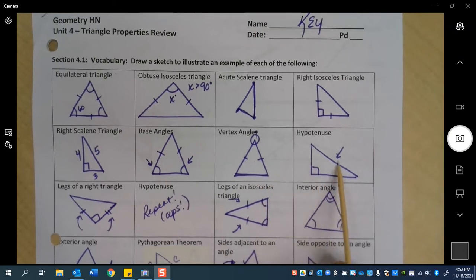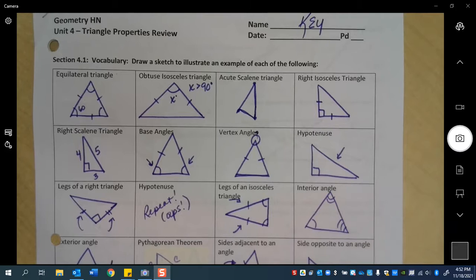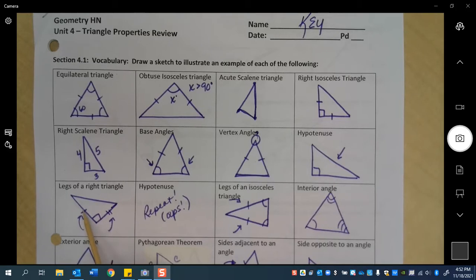Your hypotenuse is going to be your longest side of a right triangle. It's the side that's opposite that right angle. Your legs of a right triangle are going to be the 2 sides that make up that right angle.